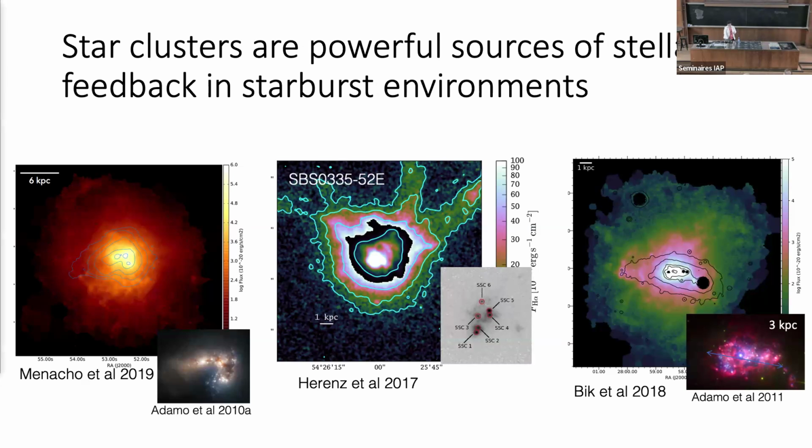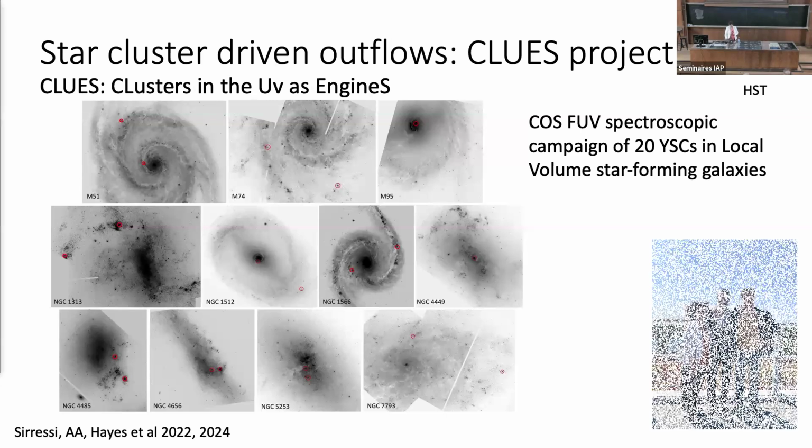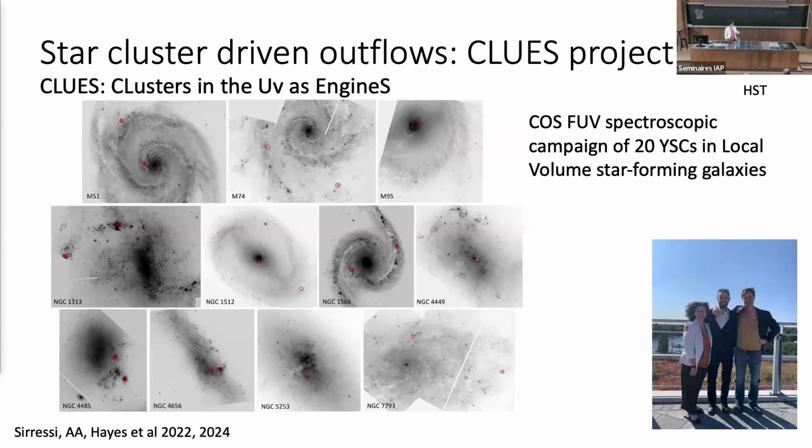So when we try to study feedback in star clusters, we can do it in different ways. In particular, I would like today to show you some results from COS, far-UV spectroscopy analysis of star clusters. We are looking within local galaxies. So here you see the sample. We are sampling dwarf galaxies, paragalaxy, and the COS aperture is giving us the spectroscopy of the cluster. So this is the CLUES project. And here you see Mattia, who has recently defended his PhD thesis between me and Matthew Hayes.